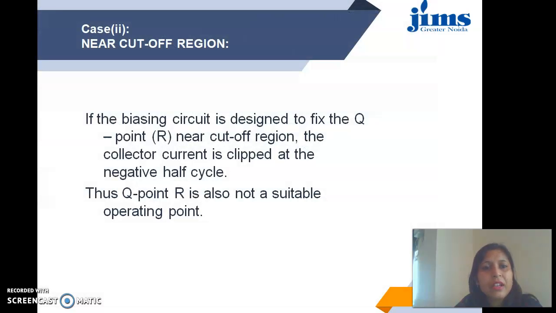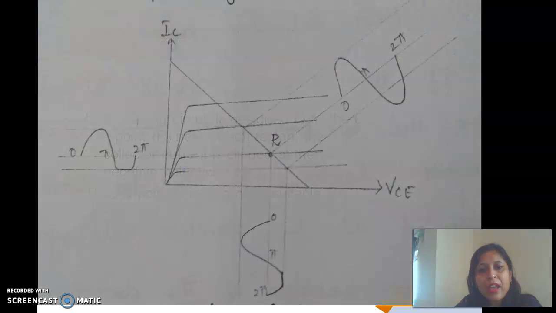Now if we take the Q point near the cutoff region, near the x-axis, the biasing circuit fixes the Q point near cutoff, and the collector current is clipped in the negative half cycle. So the clipping will be observed in the negative half portion of the cycle, and therefore it is also not suitable for biasing. This is the output: the current is clipped in the negative half peak. This is the part of the clipped region.